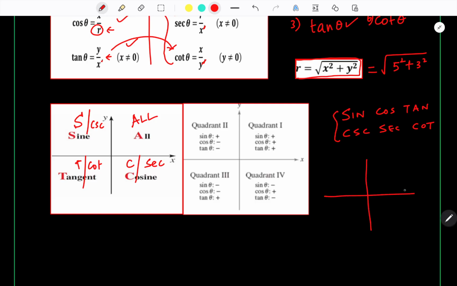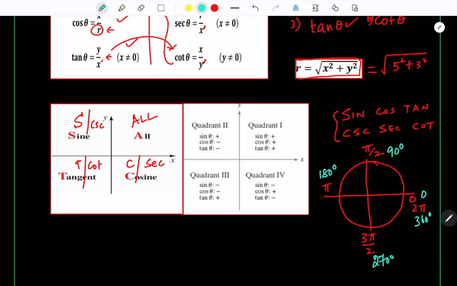It is like this circle. This will be 0, this will be pi by 2, this will be pi, this will be 3 pi by 2, and this is 2 pi. Or you can say this is 0, this is 90 degrees, this is 180 degrees, this is 270 degrees, and this is 360 degrees. This is degree measure and this is radian measure.